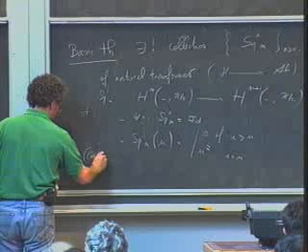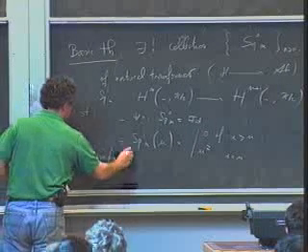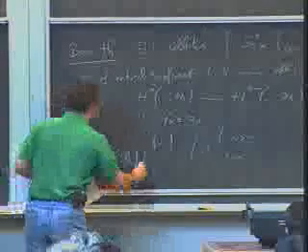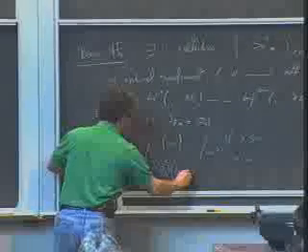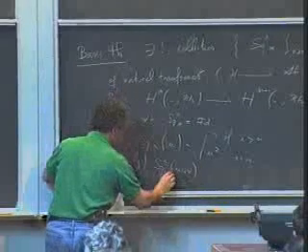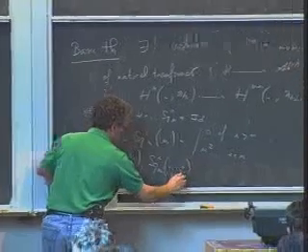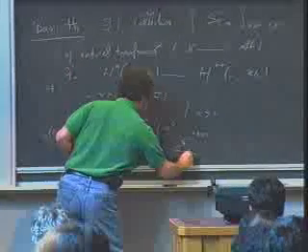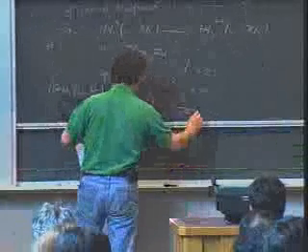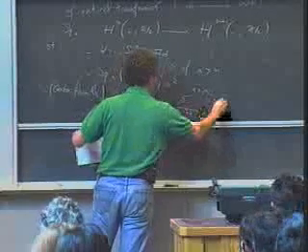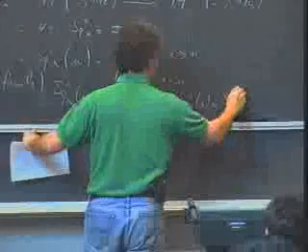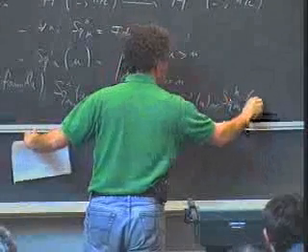And finally, the Cartan formula, which says that Sq^n of U cup V, where U is a class of degree n and V of degree m, is the sum over j plus k equal to n of Sq^j U cup Sq^k V.